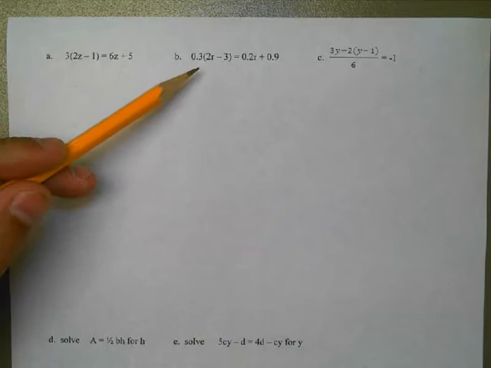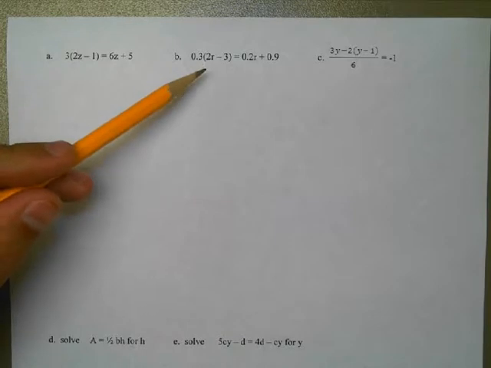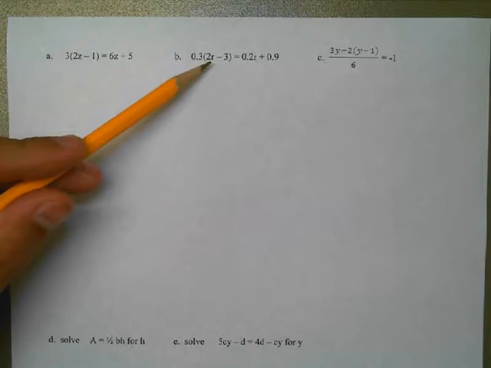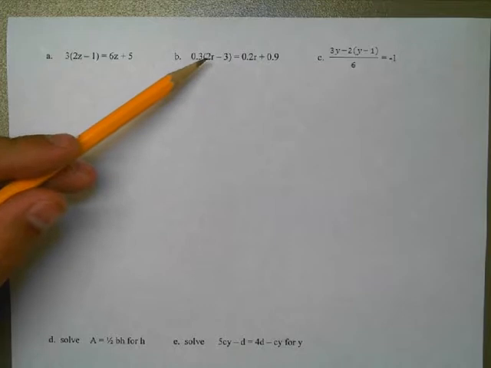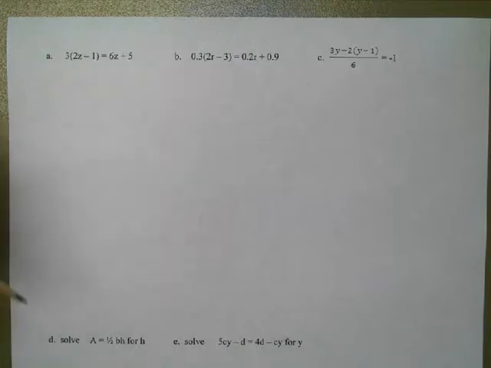Now, my task is this. I need to get everything with an r on one side of the equal sign. I need to get everything without an r on the opposite side of the equal sign. It doesn't really matter which side you choose to have the r on. Just know that everything has to be on the same side if it has a variable in it.